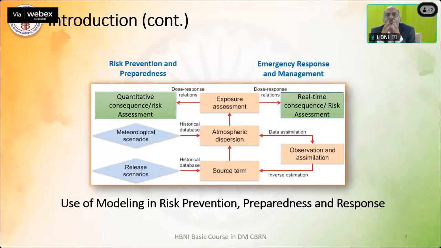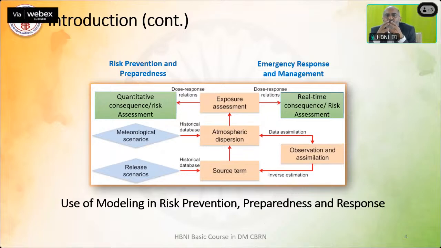I was discussing the release scenarios and meteorological conditions, which help us identify the source term. What is the source term? It is the CBR and pollutants that are available for release or are getting released, and the characteristics of these releases: the time of release, and in what medium and condition they are getting released, which is dictated by the atmospheric meteorological conditions.